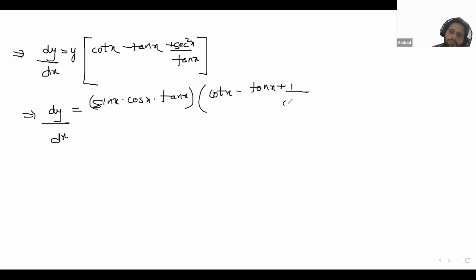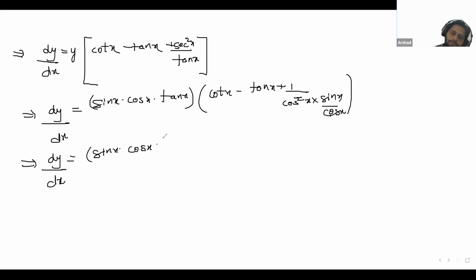1 by sec is 1 by cos square. Sir, how do we get dy by dx equals y? Just give me a minute. And tan is sin by cos. So this cross and this will cancel out. So you will get dy by dx is equal to sin x into cos x into tan x, and this is cot x minus tan x plus 1 by sin x into cos x.